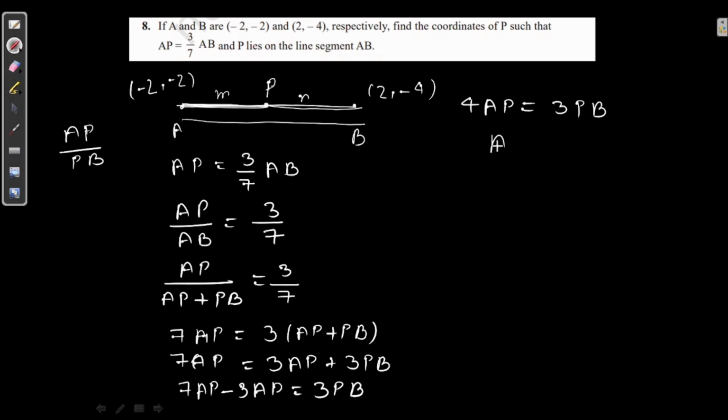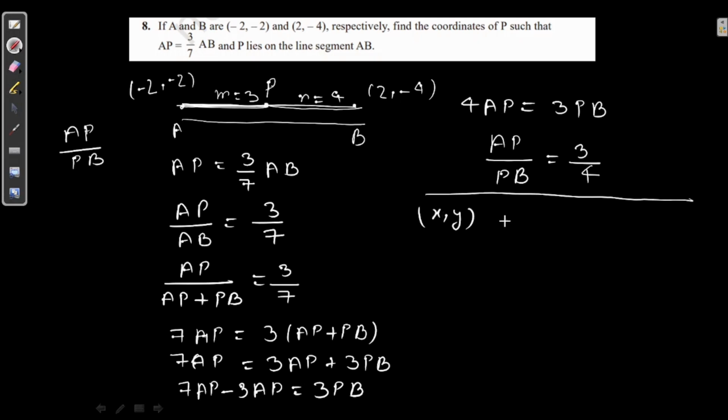Now just look, AP upon PB. This PB I have sent to the denominator. I am having 3 here. 4 is in multiplication. It will go in division. Now the ratio AP upon PB, I am having 3 is to 4. So I can say the value of M is 3 and the value of N is 4. Okay. Now we have to find the coordinate for point P by the section formula we have learned.